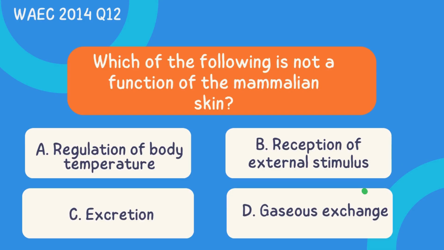The next question is question 12 from 2014, and it says, which of the following is not a function of the mammalian skin? A. Regulation of body temperature. B. Reception of external stimulus. C. Excretion. And D. Gaseous exchange. What is the answer?